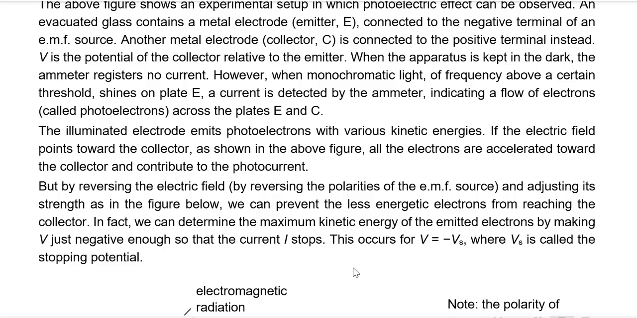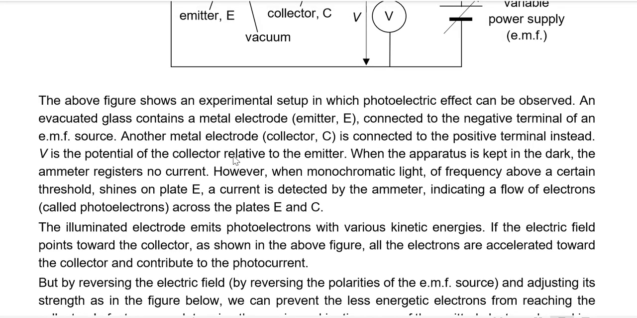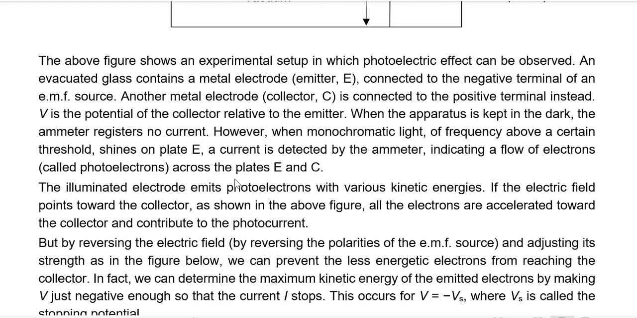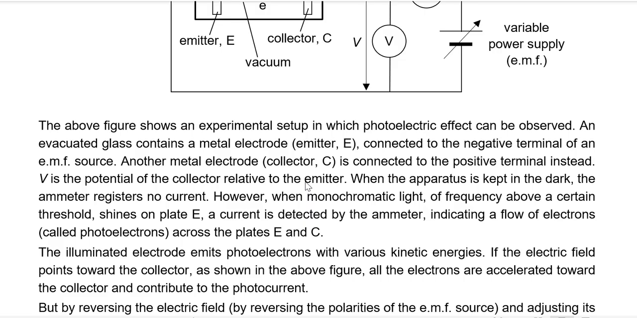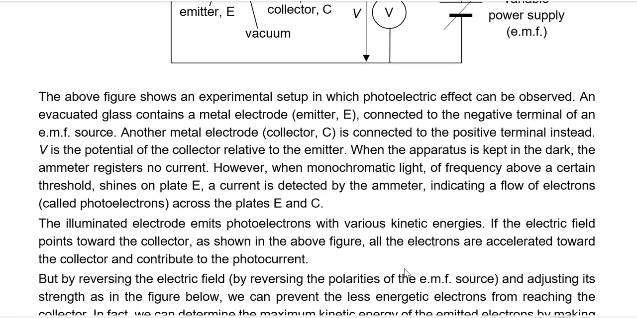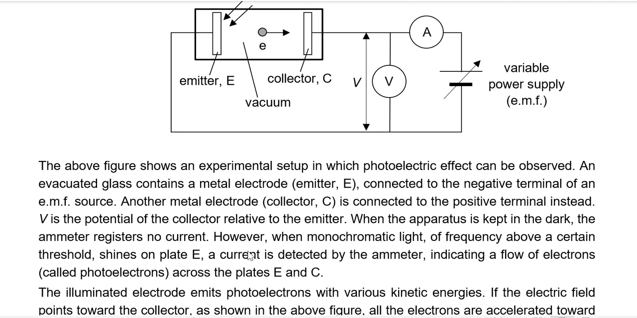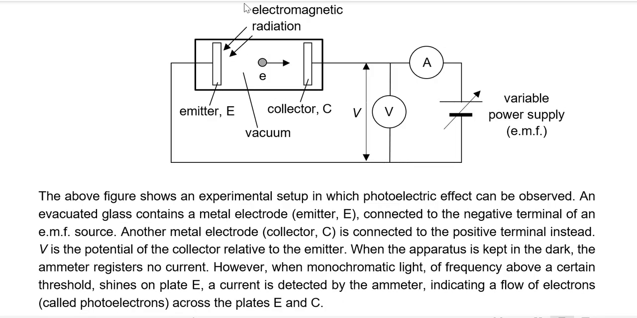We'll only talk about this part. The illuminated electrode, which means the emitter, emits photoelectrons with various KE. The electric field points towards the collector as shown in the above figure. Then all electrons are accelerated towards the collector and contribute to photocurrent. That means if this is positive, even an electron trying to fly away, as we described earlier, will get dragged back. So making this part positive collects all the photocurrent, to a maximum value.